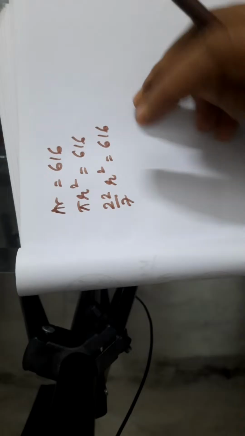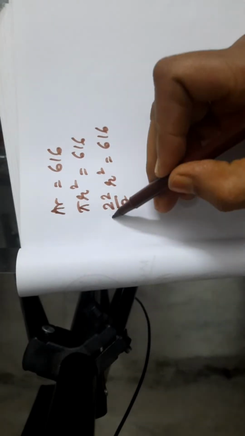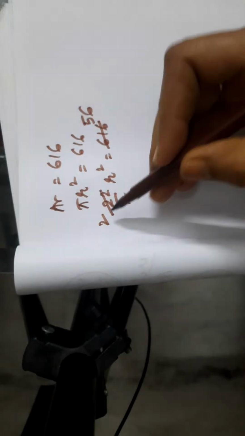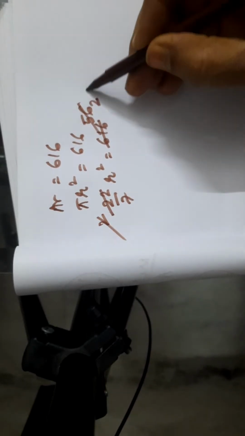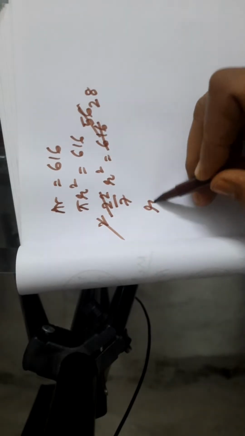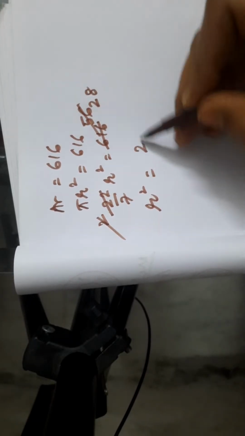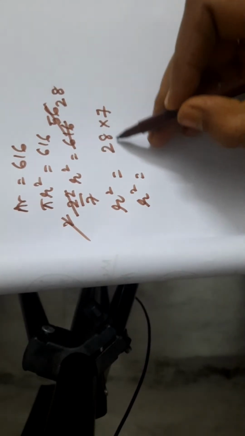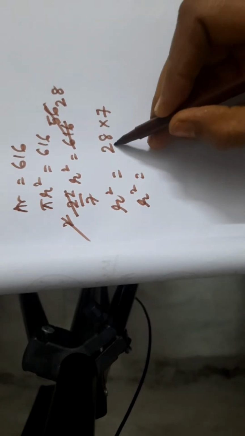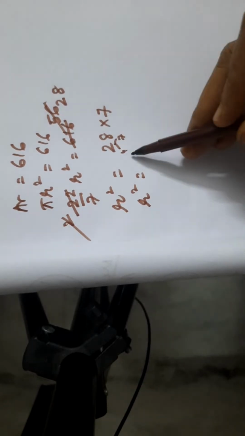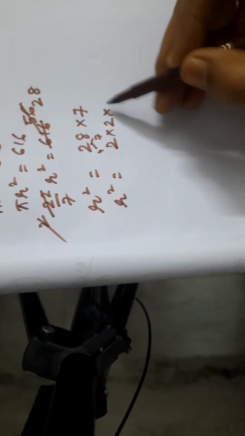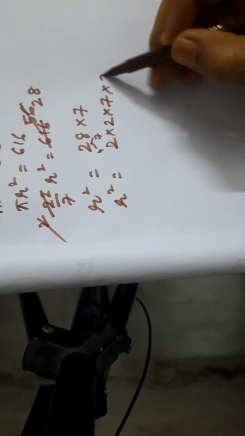As I told, numbers will be the multiple of 11. Cancel out with 11. 11 2s are 22, 11 5s are 55, 11 6s are 66. Now 2 2s are 4, 2 8s are 16. R square is 28 multiplied by 7. How are we going to calculate R here? R square, now split out this number. It's 4 7s. 4 can be written as 2 2s are 4. And 1 7 is there. Already one more 7 is there.